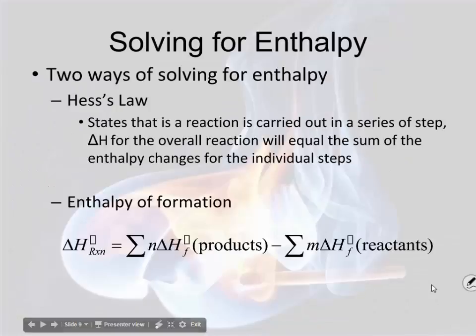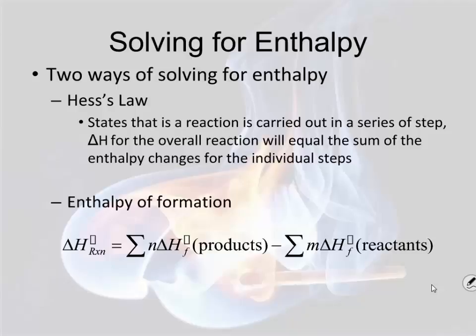So there are two other ways we can find the delta H for our reaction. If you remember, our thermochemical equation had the equation, and then it gave us a delta H for that reaction. So how do we actually calculate that delta H? There are two methods we can use. One is Hess's law, which says that if a reaction is carried out in a series of steps, the delta H for the overall reaction will be the sum of the individual delta H's for each of those steps. So that's one way we can find it.